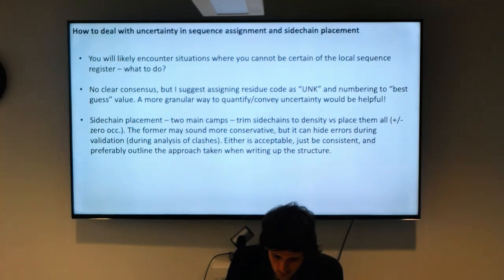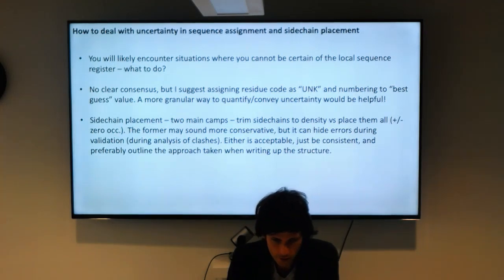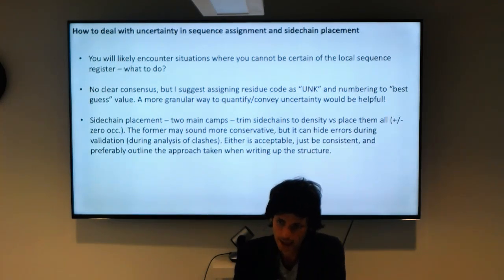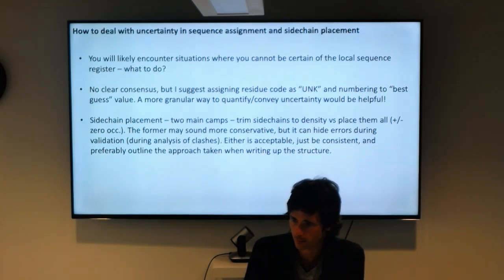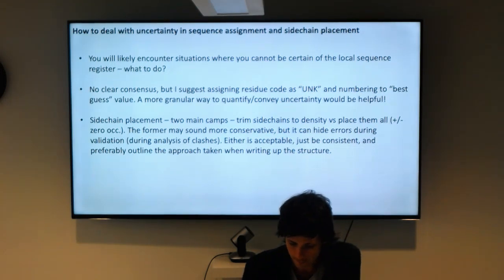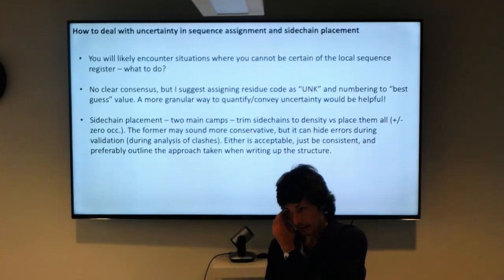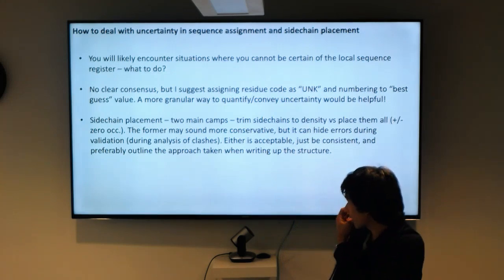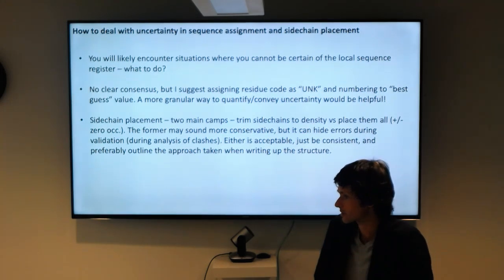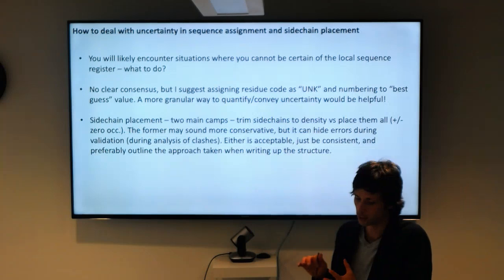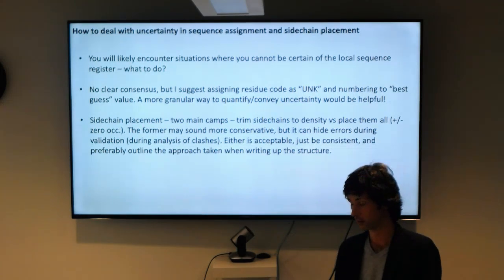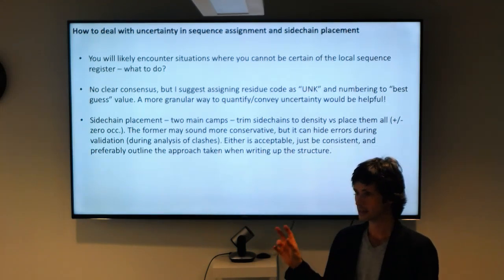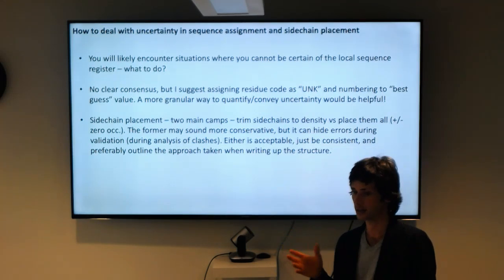So as I mentioned before, you're going to encounter situations where there is no unique placement of the sequence in the map. That is where there's unavoidable ambiguity. There's no real clear consensus on what to do in those situations. And when I say unavoidable ambiguity, I'm talking again about a combination between the information you have from the map and the information you have from your sequence. If you can place a domain but you can't see the side chains, that's fine.